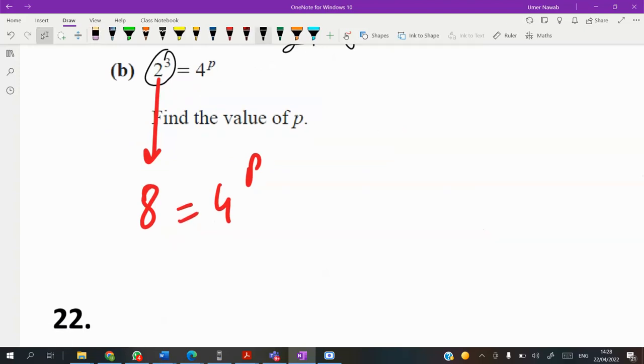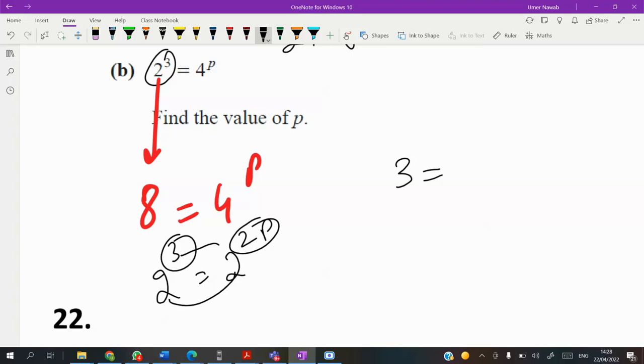When I do this, I'll get the answer. Or if any student wants to use the manual way, it's 2 raised to the power 3, it's 2 raised to the power 2p. Bases are the same, so 2p is equal to 3. So 3 is equal to 2p, p is equal to 3 over 2. You can also use the equation solver to solve this question.